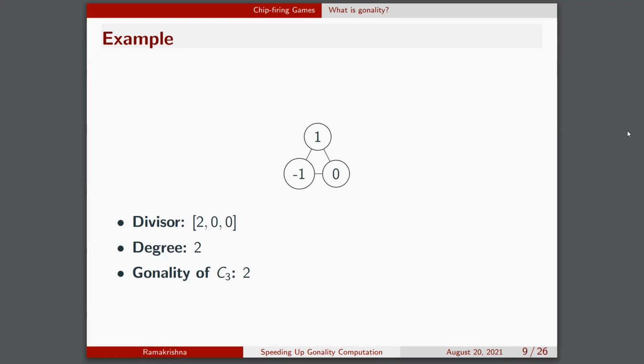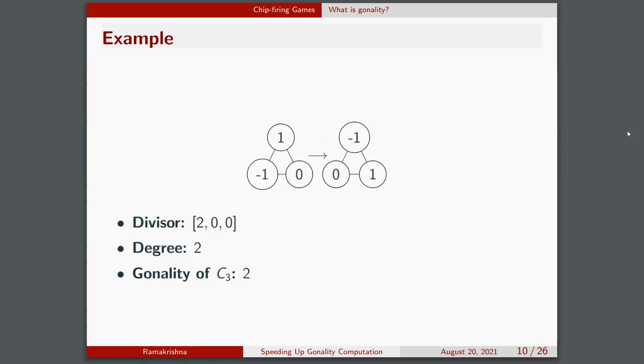Now we want to see if we can eliminate debt with a divisor of only degree 1. Let's say we place a -1 chip on the bottom left vertex of a divisor of degree 1 and see if we can eliminate debt placed anywhere. We fire the top vertex and send 1 chip along each edge, and what happens is that we actually end up introducing debt. While we did eliminate debt on the bottom left vertex, we've introduced debt elsewhere. So this is not at all a proof that gonality is equal to 2, but it does illustrate why it's actually not possible to eliminate 1 debt with a divisor of degree 1.